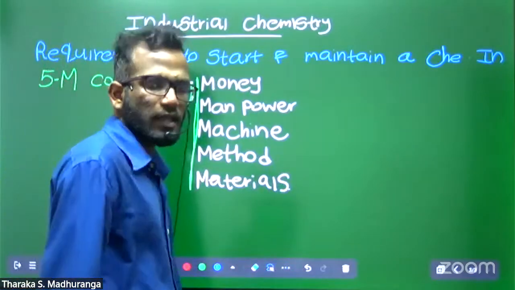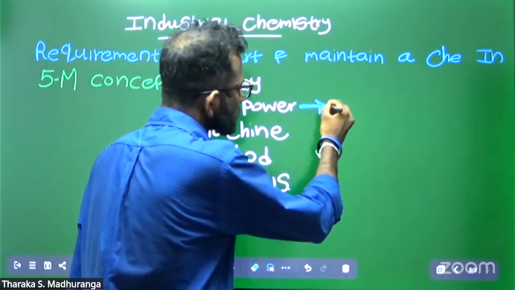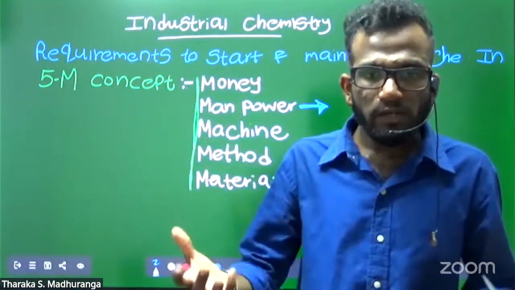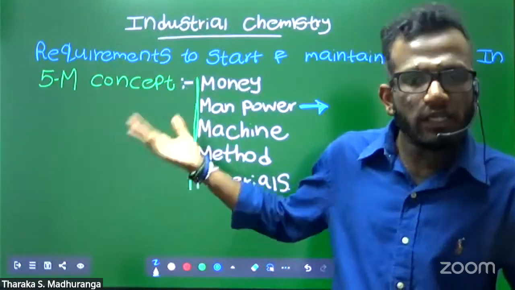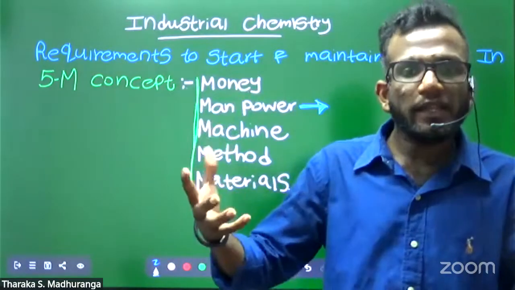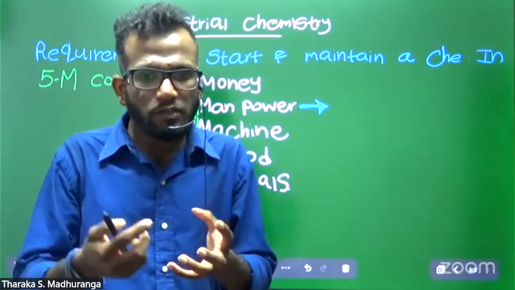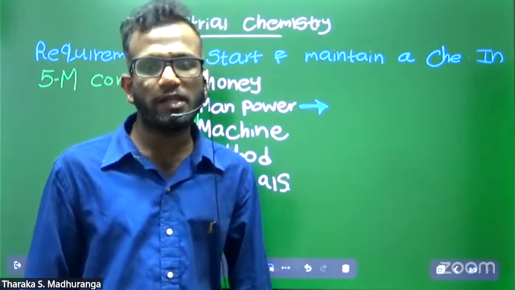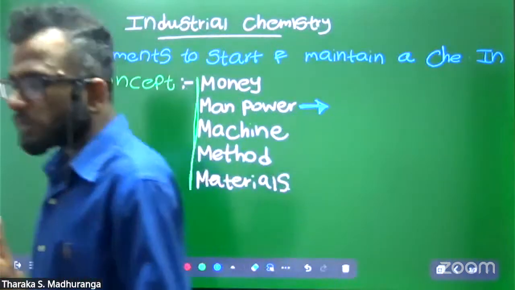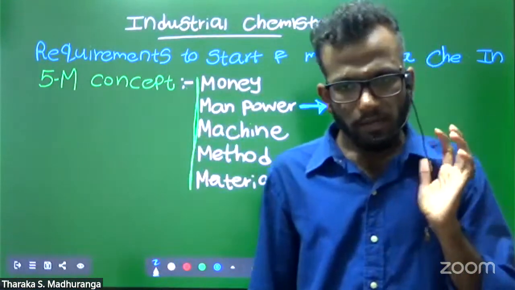Among that, the most important factor is the manpower. The manpower is the most important factor because without manpower, even if I have money, machines, or whatever requirement, it is the human, the person, who collects all the other resources into one place and starts a chemical industry. Therefore, the manpower is the most important factor when we start a chemical industry.